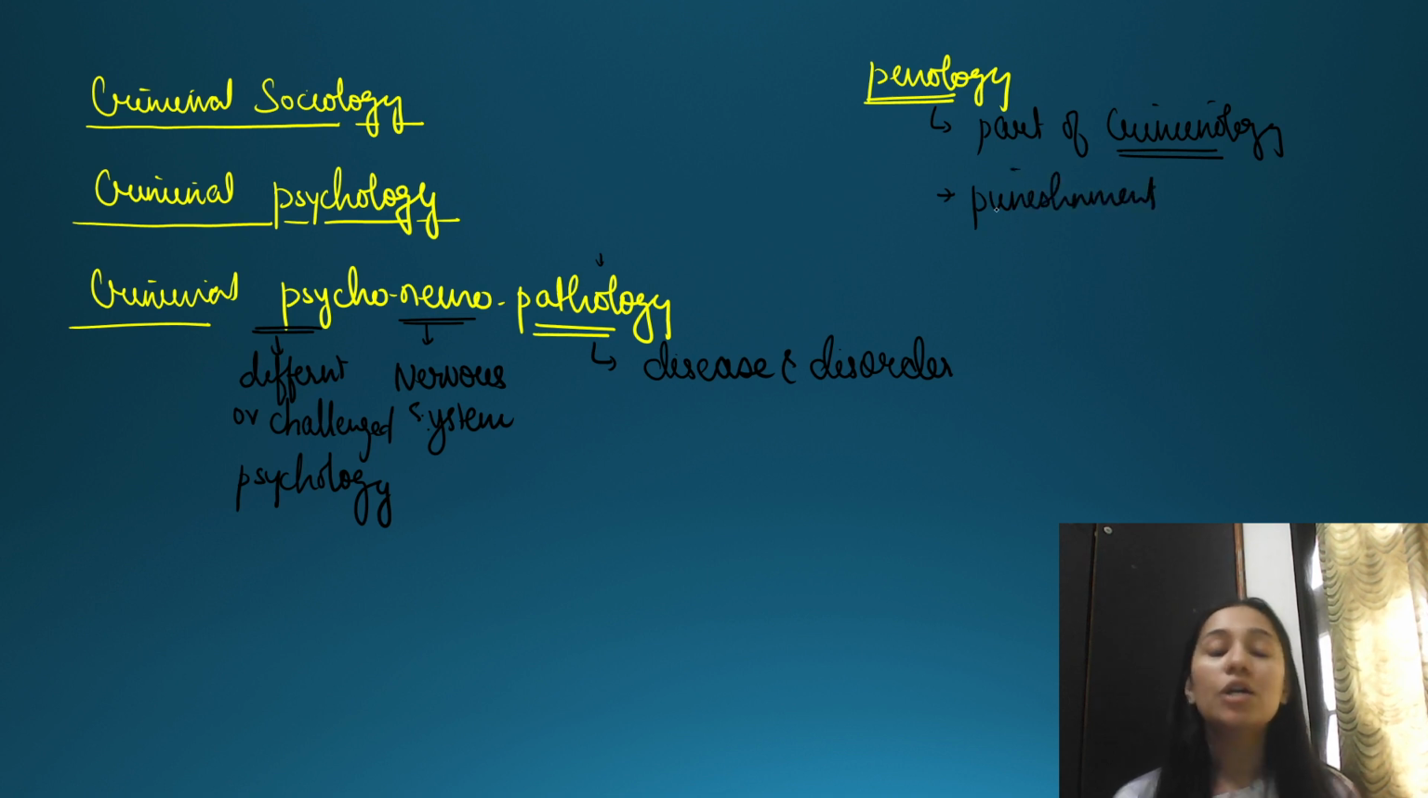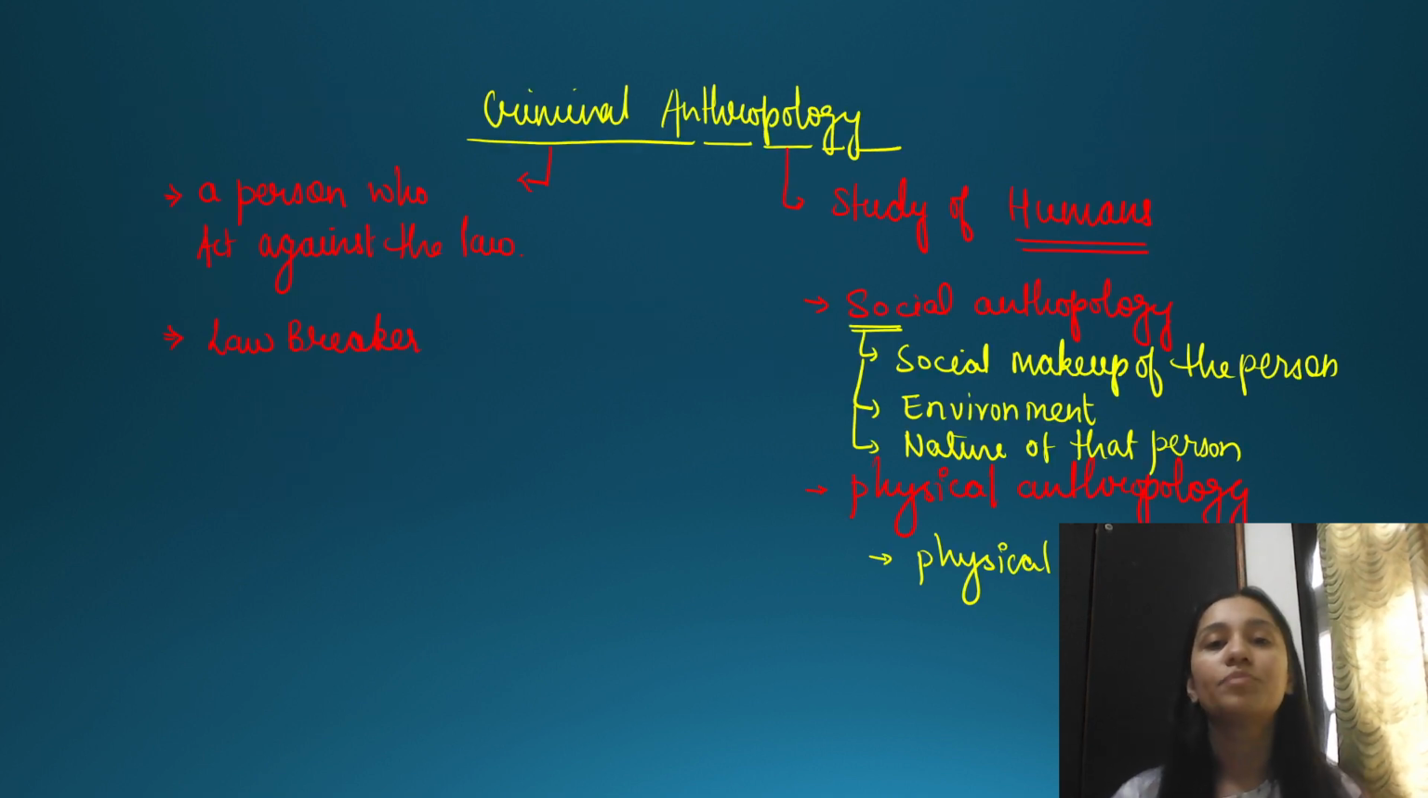This is the scope and subheads given by W.A. Bonger to criminology: criminal psychology, criminal sociology, criminal neuropathology, penology, and then we have criminal anthropology.